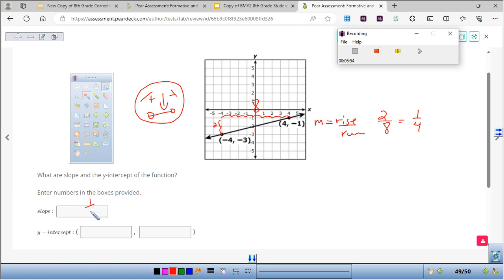So my slope is 1/4. On the y-axis, where this line crosses the y-axis, it's crossing right there at -2. So that coordinate right there is (0, -2).